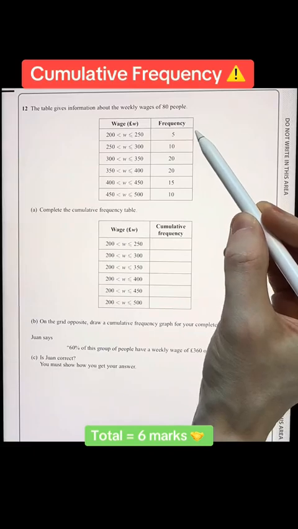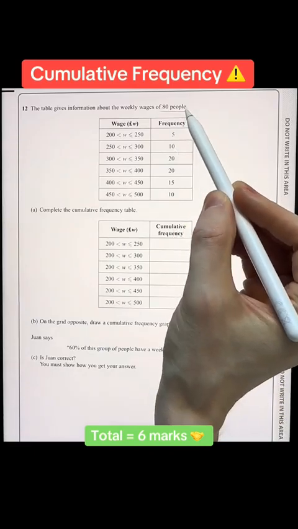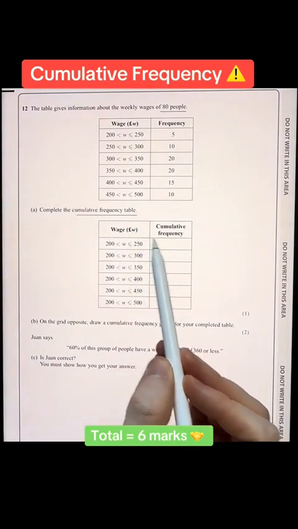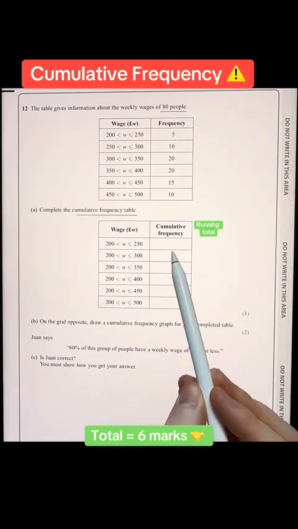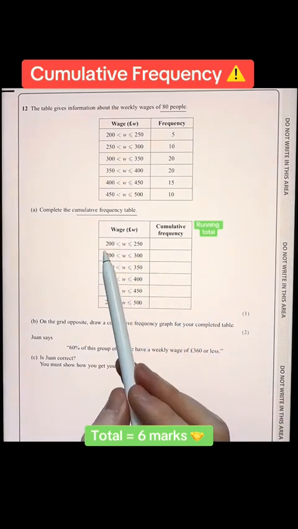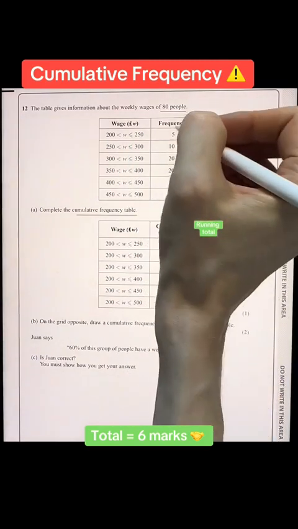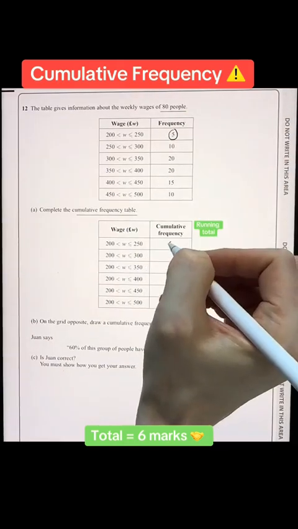The table gives information about the weekly wages of 80 people. We're asked to complete the cumulative frequency table. We know cumulative frequency means running total. For my first cumulative frequency, I want the wages between 200 and less than or equal to 250. Well, 200 and less than 250 is simply my first frequency, which in this case is 5.